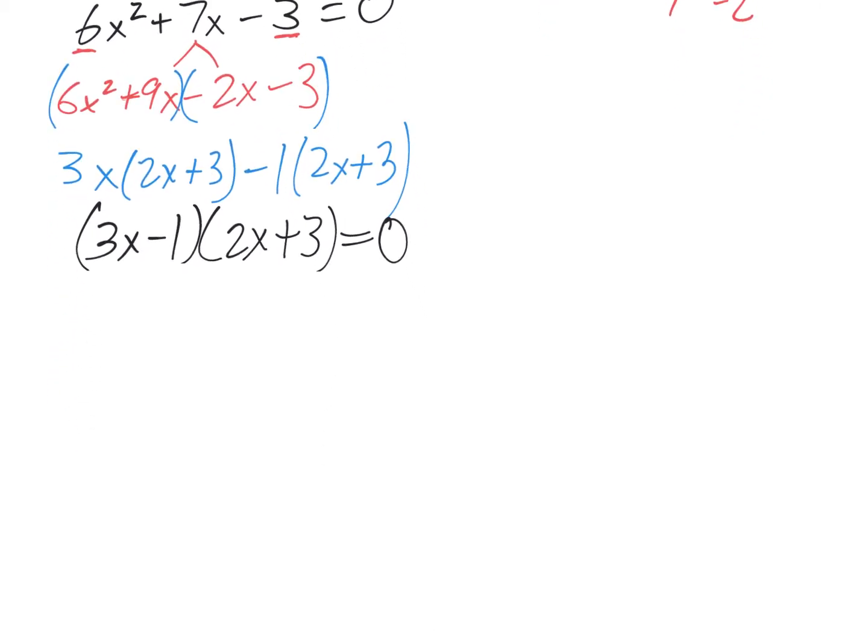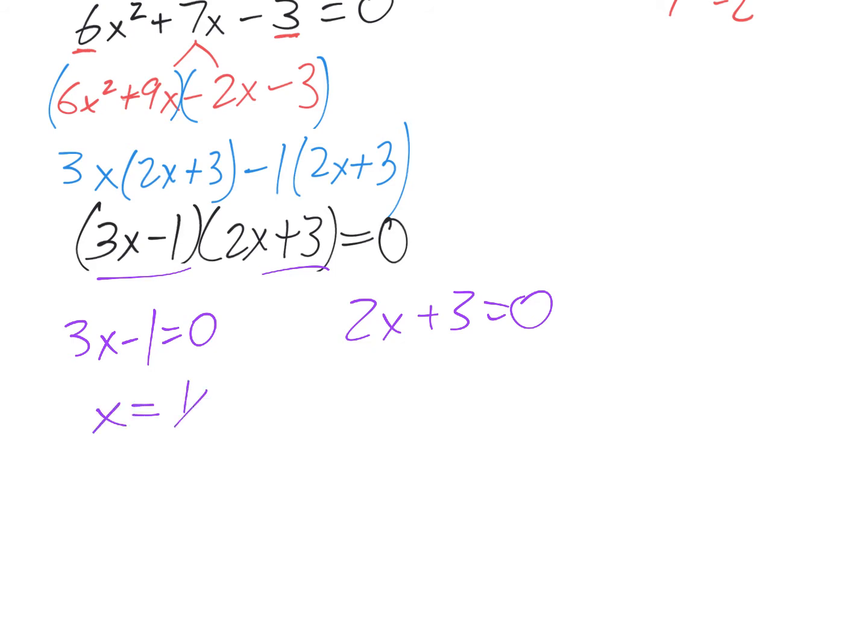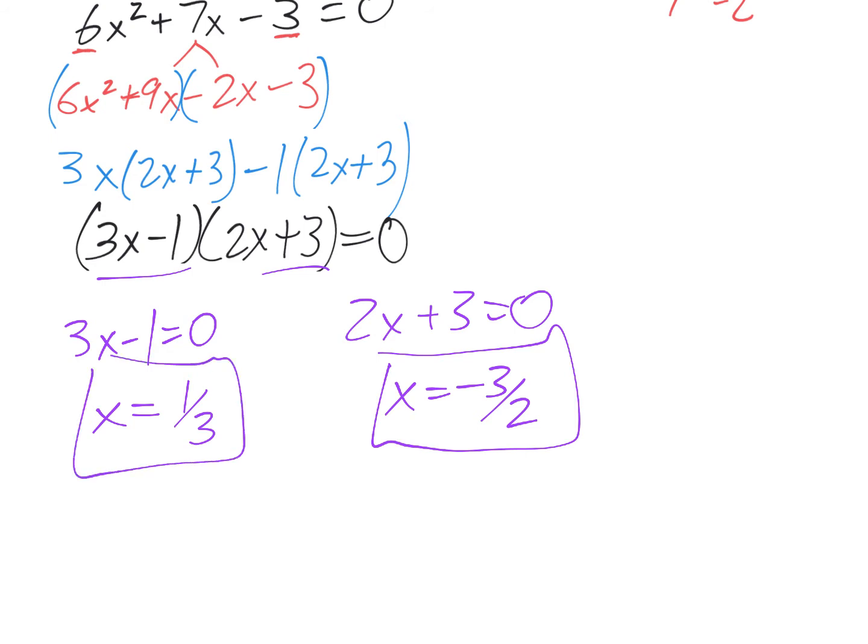So in order to get the solutions here, we'll just take each factor and set it equal to 0 and solve it. So 3x minus 1 equals 0, and 2x plus 3 equals 0. We can add 1, divide by 3 to get x equals 1/3, and subtract 3 and divide by 2 to get x equals negative 3 over 2. And we find these two solutions to our quadratic here.